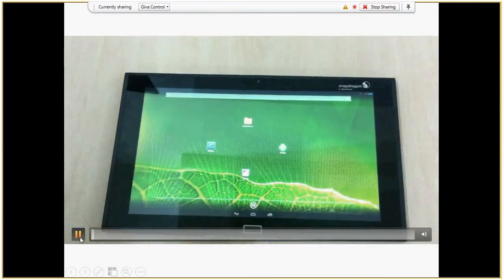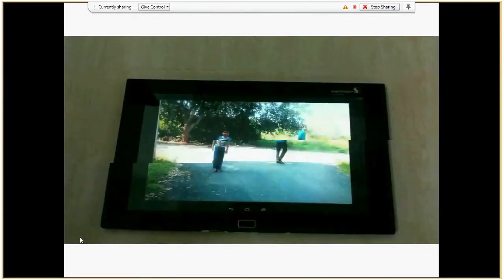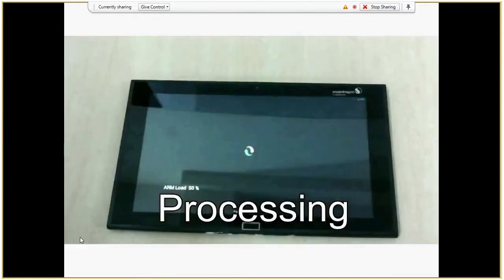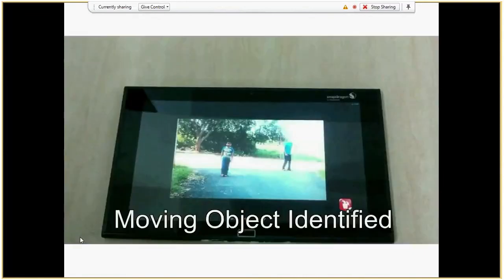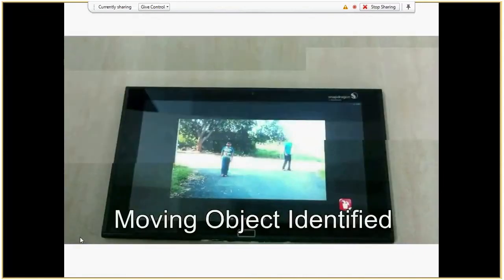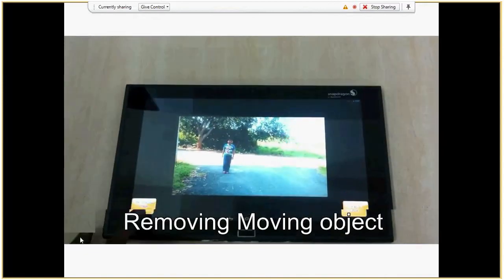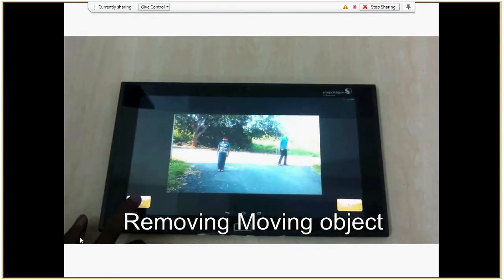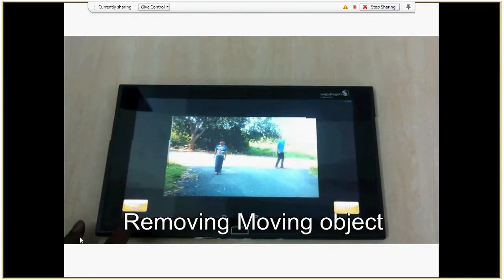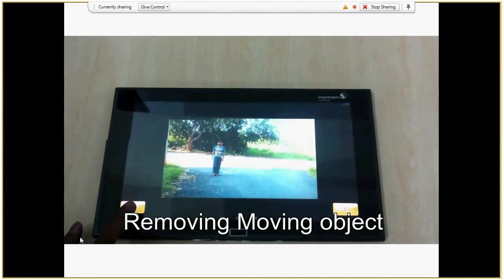You see the boy is of interest in the photography, and the person is moving behind the scene. Now the moving object is identified. Now the user is trying to click to remove the object. The moving object is removed, and he can toggle between the two different images, as I mentioned, and see whether the moving object is removed or not.